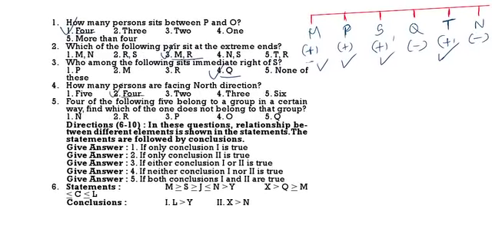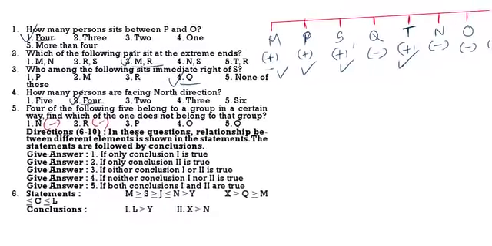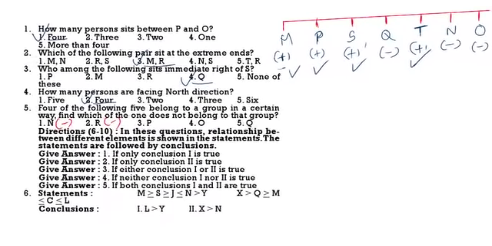Then, 4 of the following 5 are alike in a certain way and hence form a group. Which is the one that does not belong to the group? So here you see carefully the directions. N is minus. Then R is also minus. P will be plus. O is minus. Q is minus. All are facing away except P. So P is the odd one out.